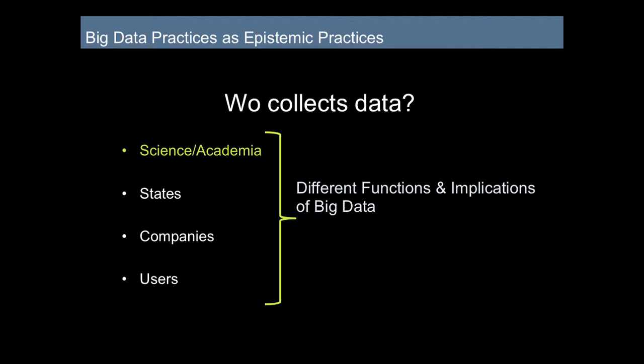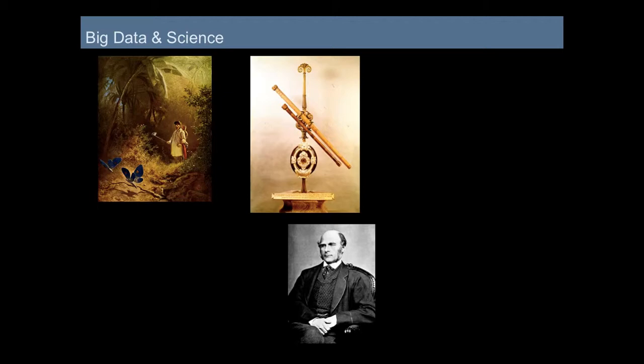What I want to start with is big data collection in science and academia, because it is very often a neglected aspect of big data practices. If we think about science, for the longest time it has had processes of data collection, if you wish. In biology, for the longest time, amateurs have been collecting data, butterflies, all sorts of things, and this is at the core of biology as a science. Or you can see here one of the first telescopes by Galilei.